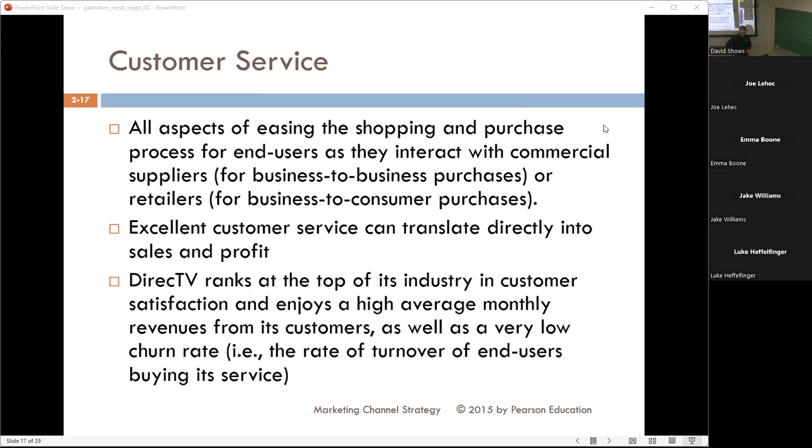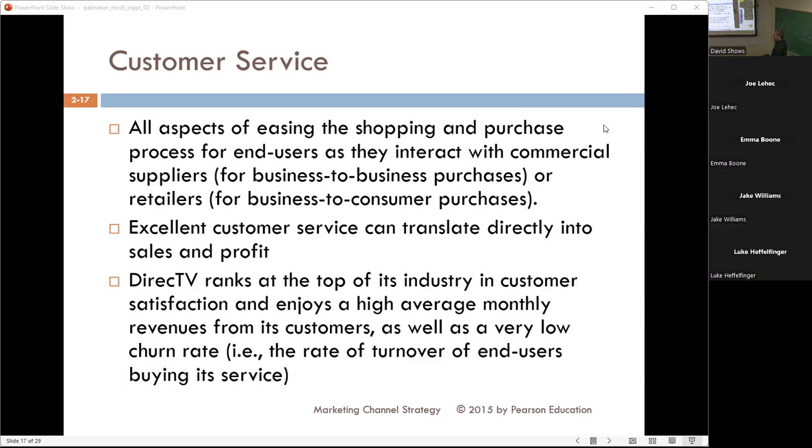Customer service. This is my example when I'm talking about Lexus, and your ability to separate yourself from your competition by providing something that they don't. Customer service is all aspects of easing the shopping and purchasing process. This includes competent salespeople, after-sales service, and expertise among the retailers in general.